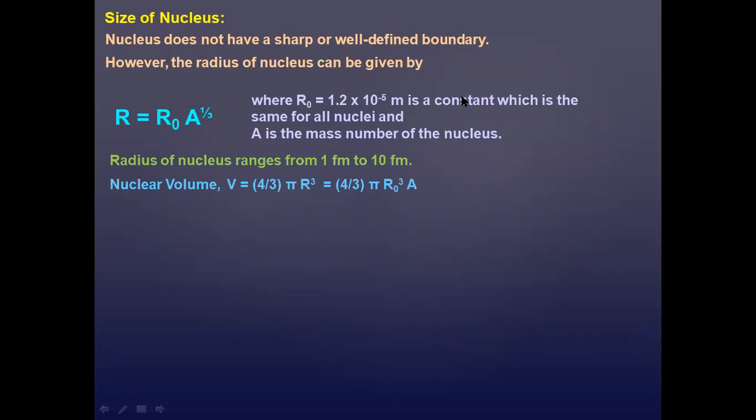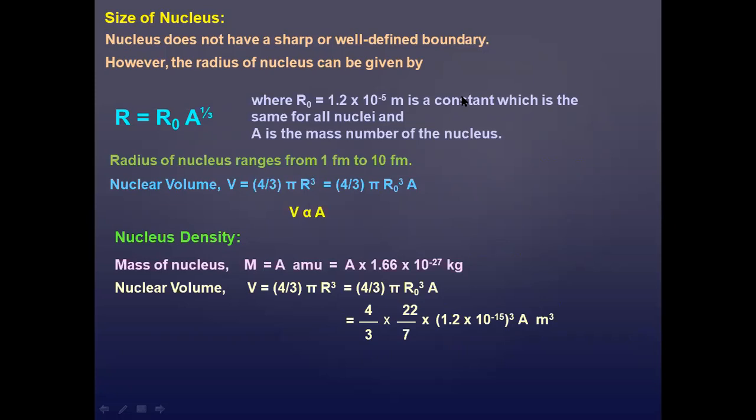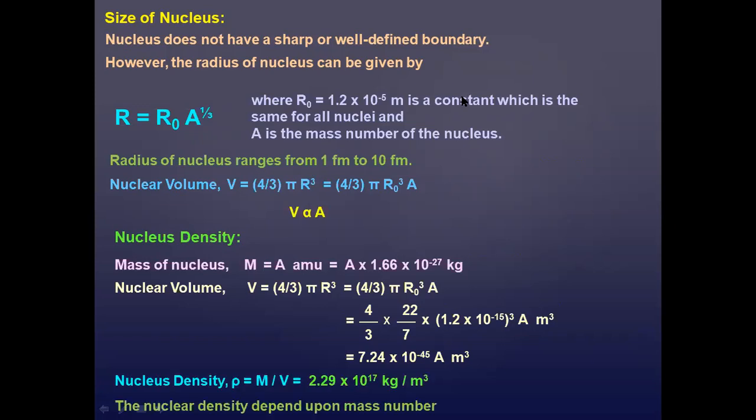Nuclear volume. Volume is 4 by 3 pi r cube. When you put the value of R, we get the volume is directly proportional to the atomic mass number. For a heavy element, the volume is maximum. Nuclear density. The mass of the nucleus is capital M, and it is equal to the atomic mass unit into the atomic mass number. When you find the density, it is the ratio of mass upon volume. This ratio is 2.29 into 10 raised to power 17 kg per meter cube. So the nuclear density is independent of the mass number.